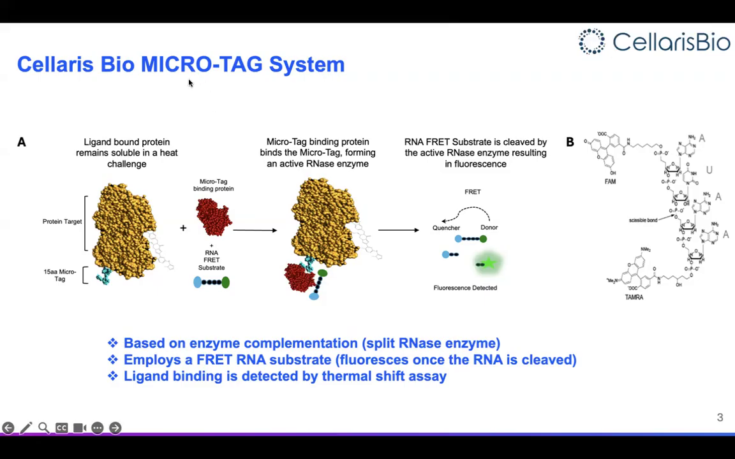We've applied the microtag system for cell target engagement, and what is involved is a thermal shift assay. So for a thermal shift assay, a heat challenge is applied to the cells expressing the protein target. And what happens when you apply the heat is the protein target starts to unwind, denature, and form insoluble aggregates. And when it forms insoluble aggregates, this 15 amino acid tag, if it's cloned to the carboxy or N-terminus, will get buried in those insoluble aggregates and no longer be amenable for enzyme complementation with the large subunit.